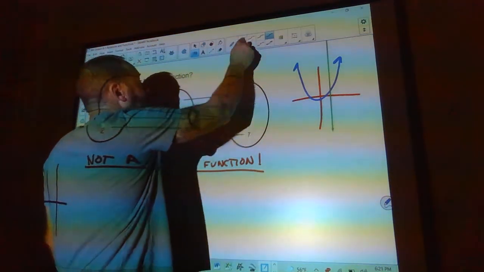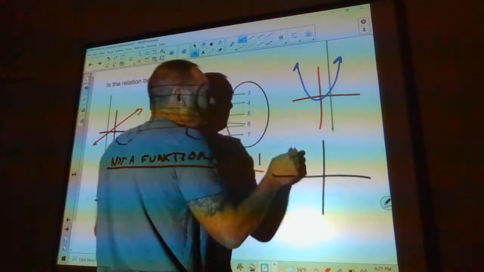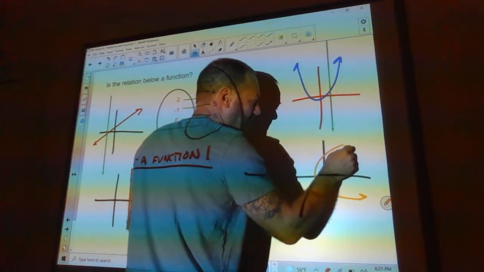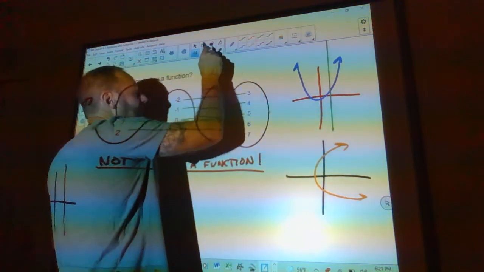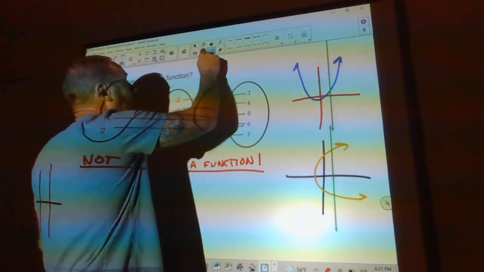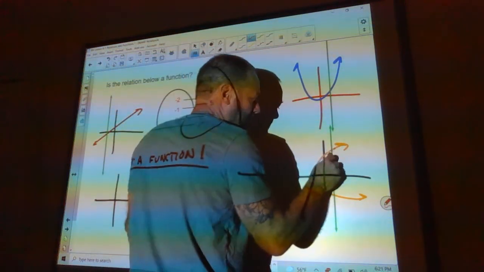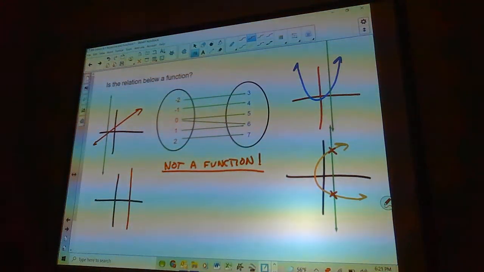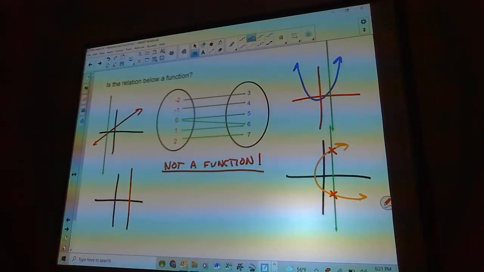Now, if I have something that looks like this, okay, and now I have a vertical line, that's a problem because it crosses the graph at two different places. That is not a function. I find this the easiest way to tell if something's a function.